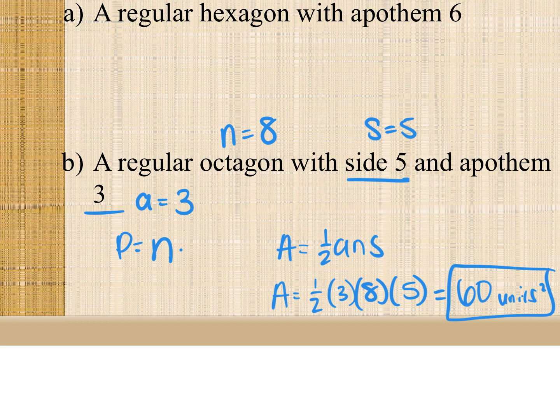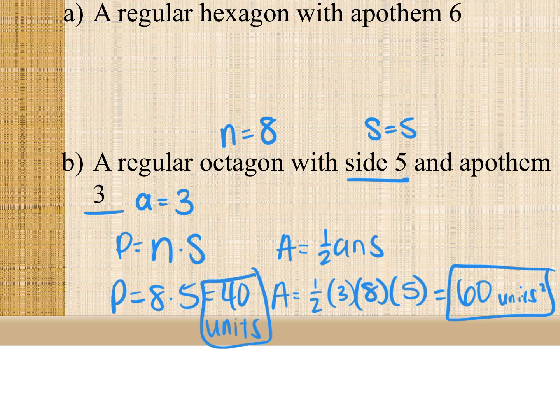So we're multiplying the number of sides times the length of each side, right? So that's where we get the formula n times s. And in this case, our perimeter is going to be 8 times 5, which gives me 40, and it needs to have units. Does it have units squared here? Is it units squared or just units? Just units. Why? It's not the area. Okay?